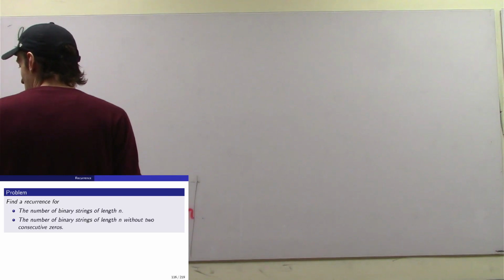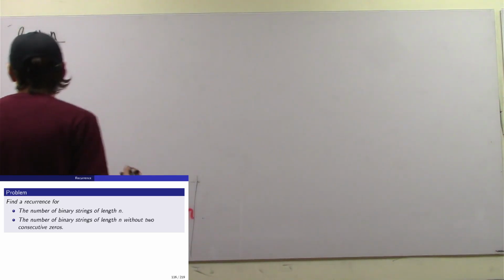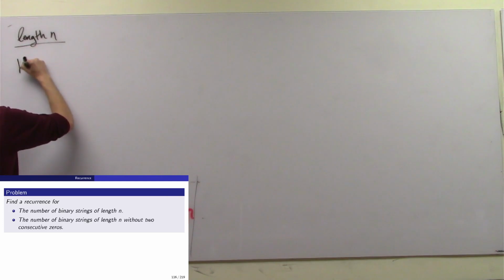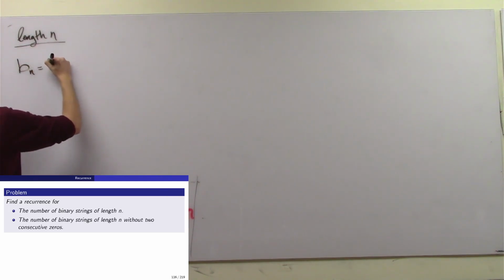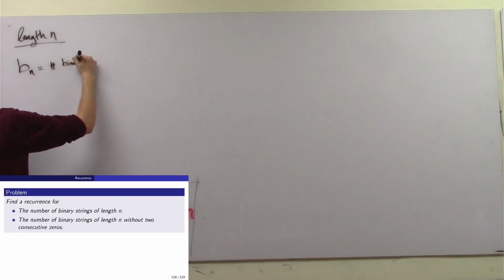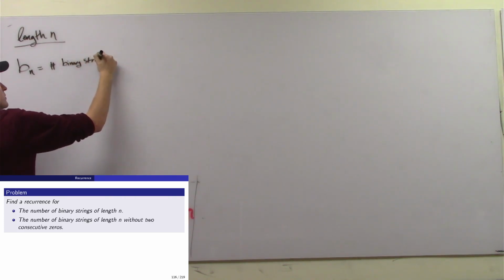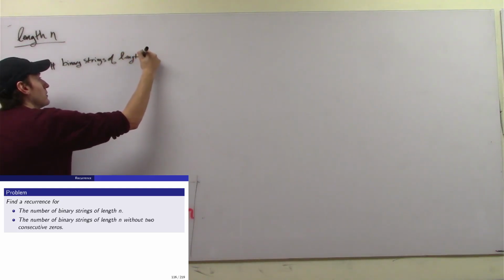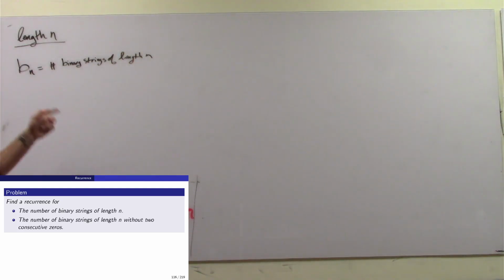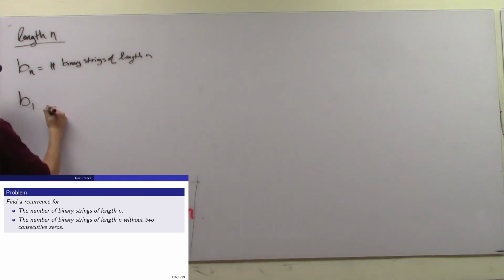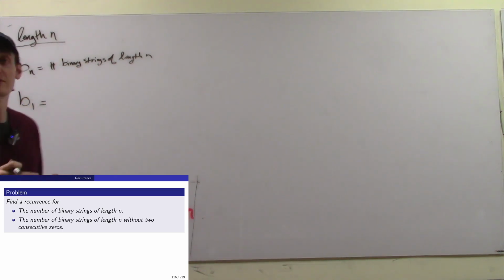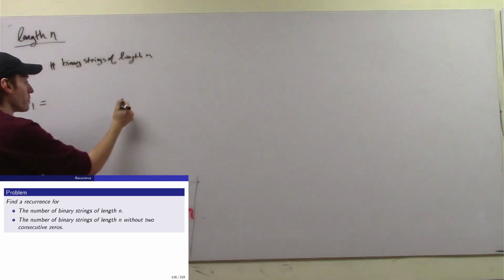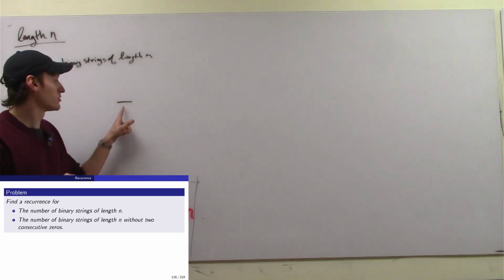Okay, so the number of binary strings of length n. I'm just going to call this b sub n, the number of binary strings of length n. B is for binary, n is for n. So what do we have first? What is b sub 1? This is the number of binary strings of length 1. So I have one spot, and I can pick two things to be here.